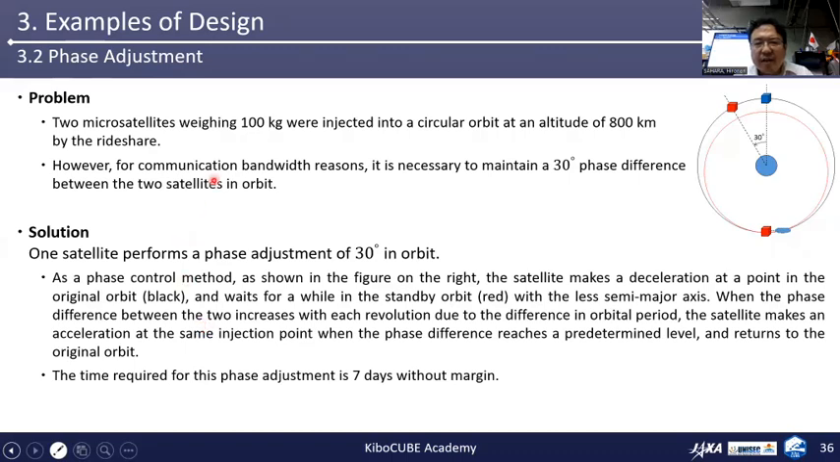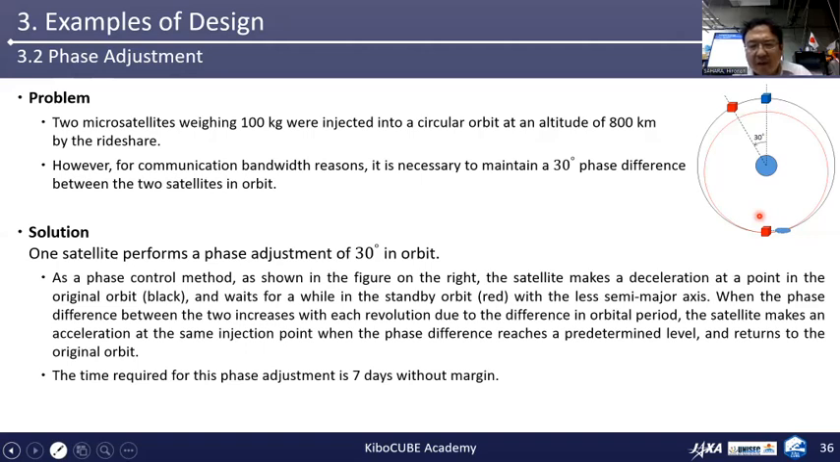Next, let us consider on-orbit phase control. Suppose that two satellites weighing 100 kilograms are injected at an altitude of 800 kilometers and that they must maintain a phase difference of 30 degrees from each other due to overlapping frequency bands. For this situation, consider a maneuver in which one satellite performs a phase adjustment of 30 degrees. One approach would be to transfer one satellite into an elliptical orbit with a smaller semi-major axis by decelerating it at a certain point in its orbit.